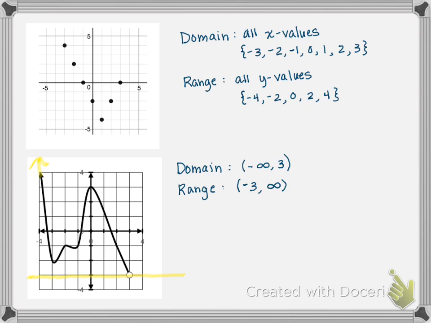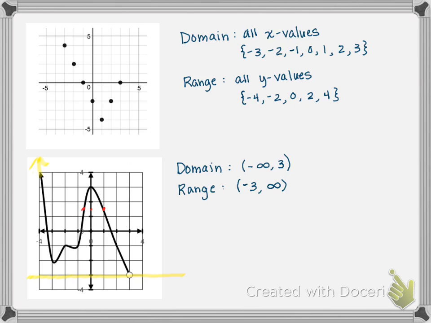And that means the same thing. If I pick a number between negative 3 and infinity, and I find that on the y-axis, there's going to be at least one point on my graph that corresponds to that. So like if I pick the number, I don't know, 1.5 right here, here's a point on my graph that has that height. It has that y value.